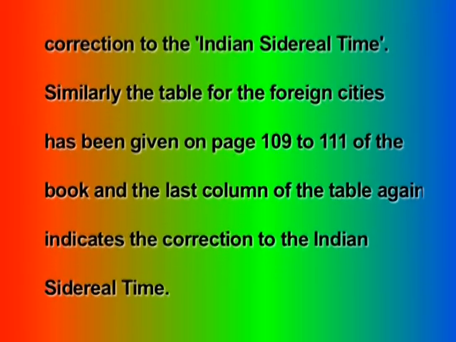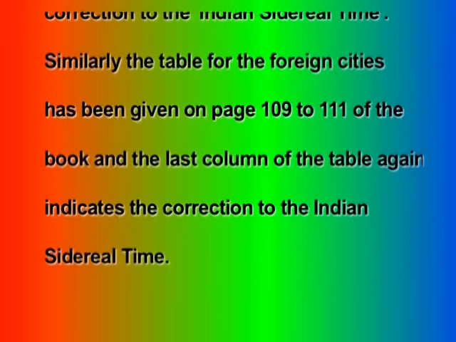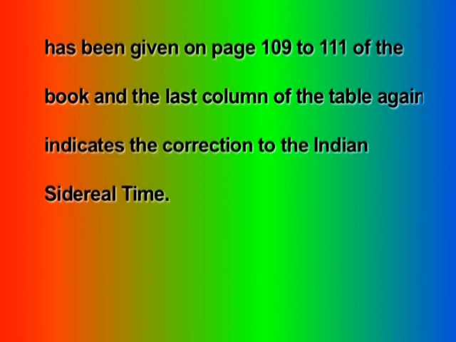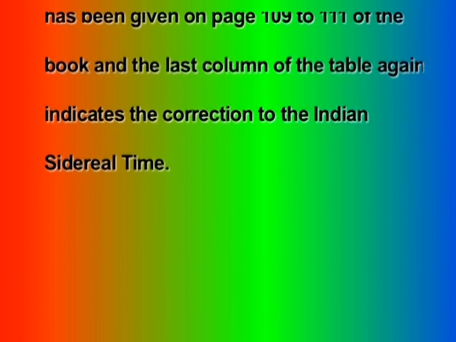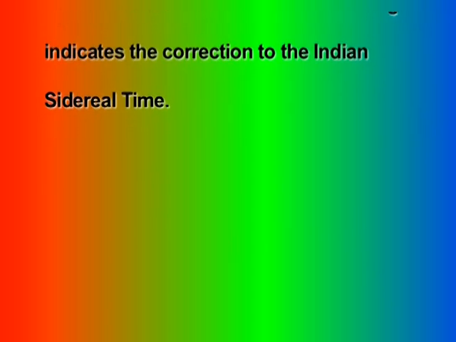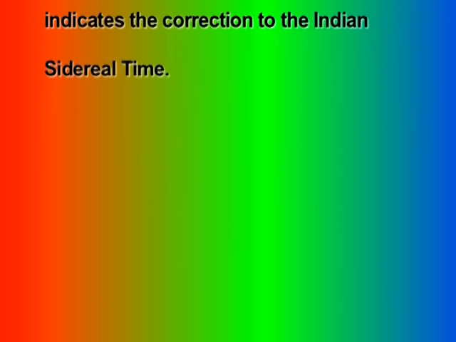Similarly, the table for the foreign cities has been given from page 109 to 111 of the book, and the last column of the table again indicates the correction to the Indian sidereal time.